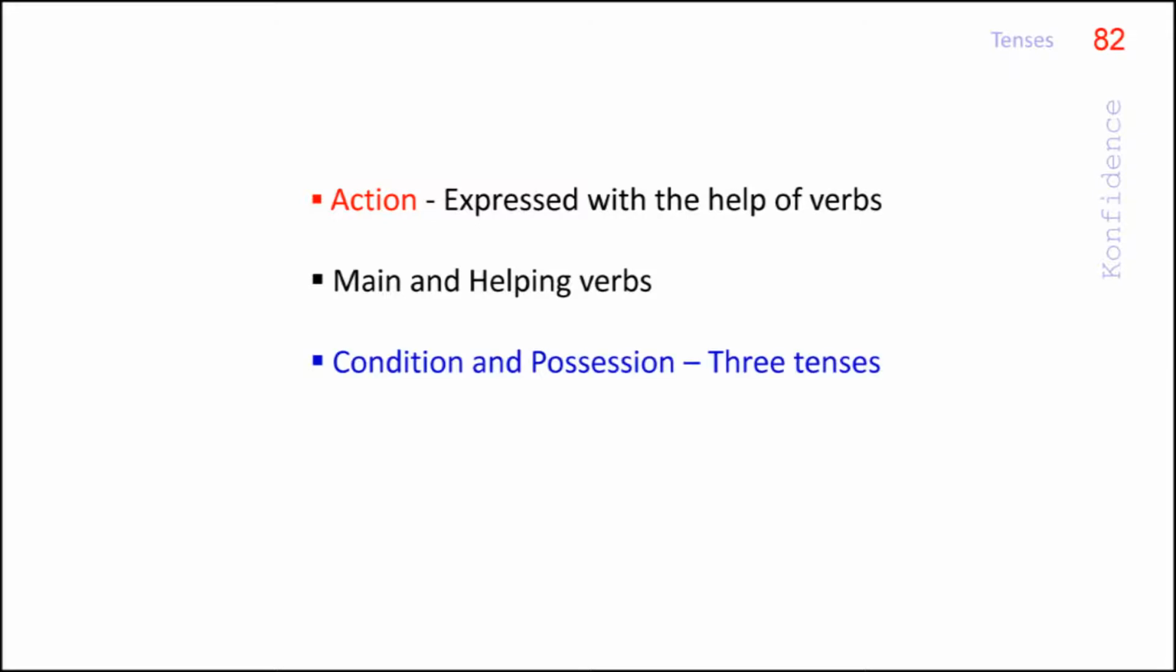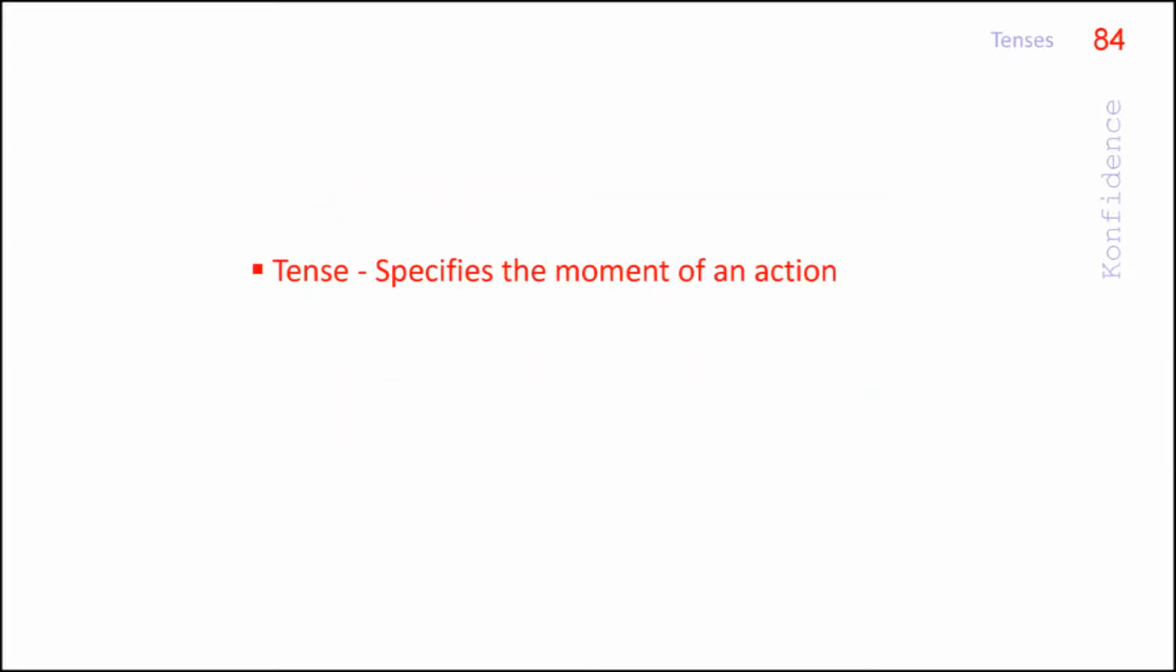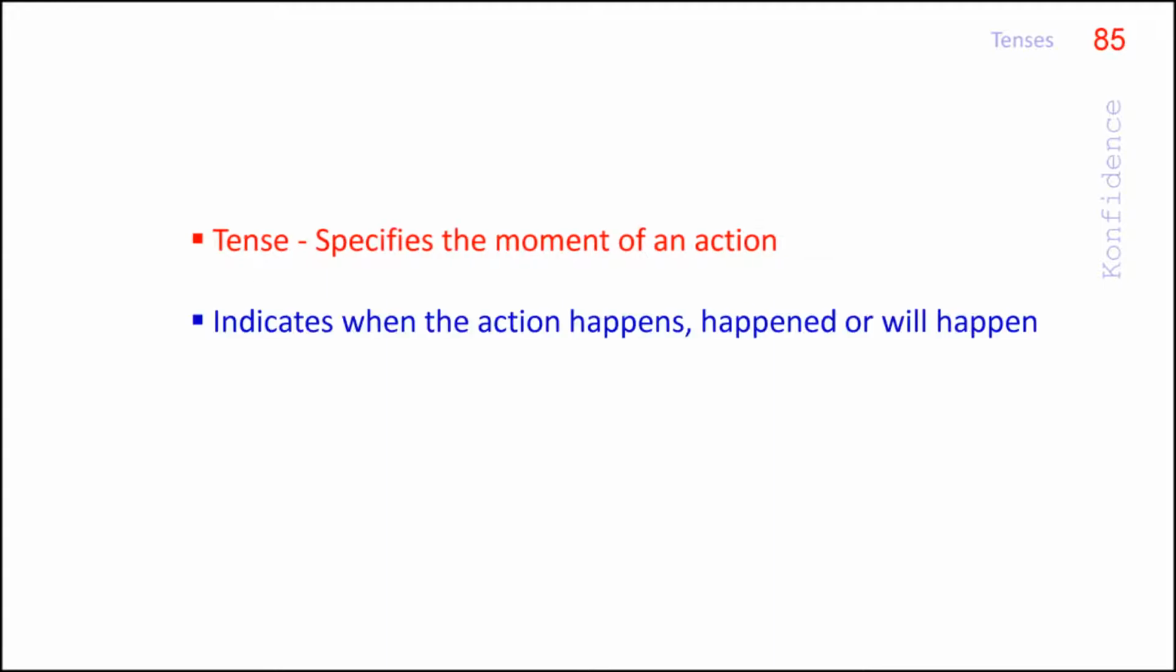We know that condition and possession can be expressed only in 3 tenses, whereas an action can be expressed in 12 tenses. Tense specifies the moment of an action. The tense of a verb shows whether the action took place in the past, is taking place in the present, or will take place in the future. In other words, it shows the time when the action happens, happened, or will happen.